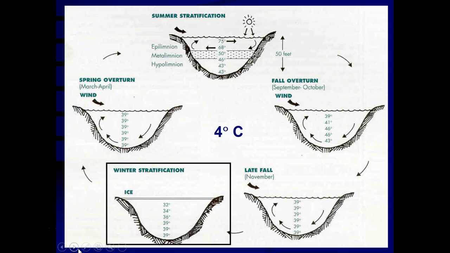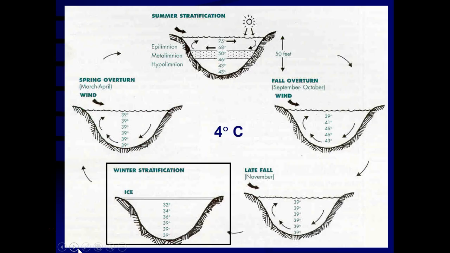So you get this stratification, and you can see here, for example, in the bottom left where the box is around, look at the temperatures there. Here at the bottom, you have 39 degrees. As you get closer to the ice, it gets colder to 32. That's pretty remarkable.